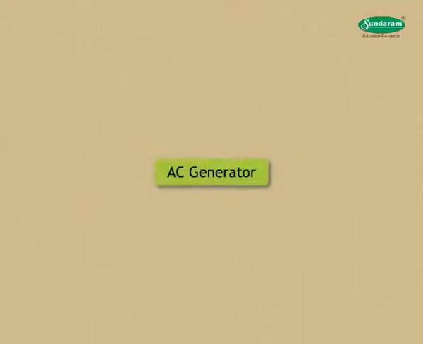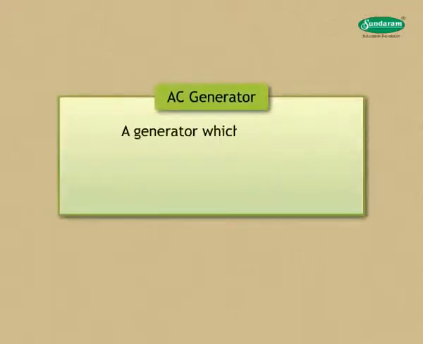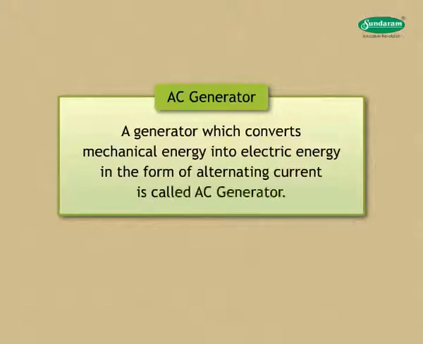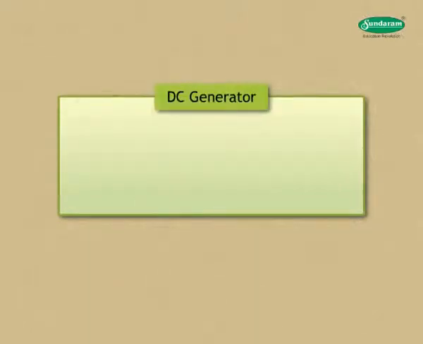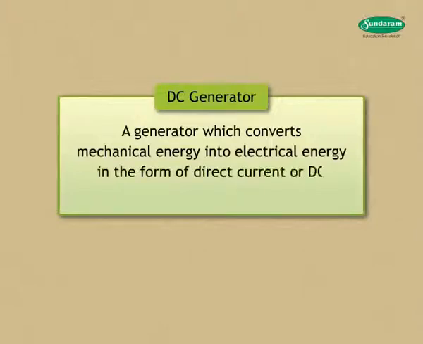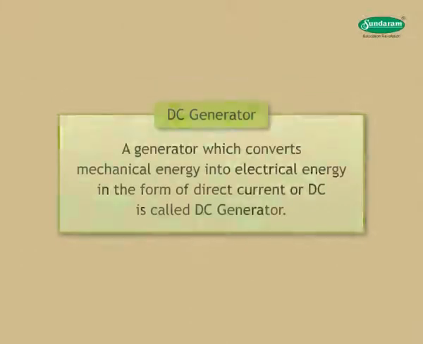AC generator: a generator which converts mechanical energy into electric energy in the form of alternating current is called AC generator. DC generator: a generator which converts mechanical energy into electrical energy in the form of direct current or DC is called as DC generator.